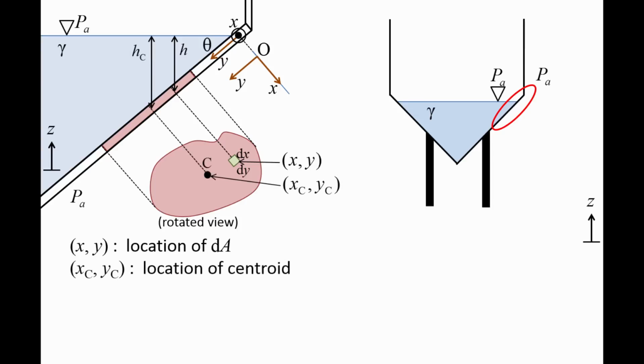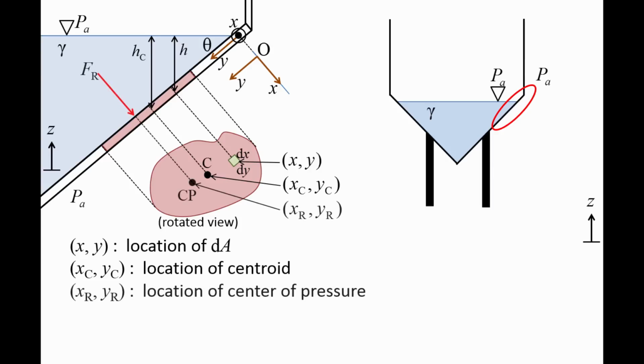Point C is the centroid of the wall and is located at coordinates xc, yc. The depth of the centroid from the free surface is hc. The centroid is the geometric center of the wall, and the centroid and center of mass are the same if the density of the wall is constant.